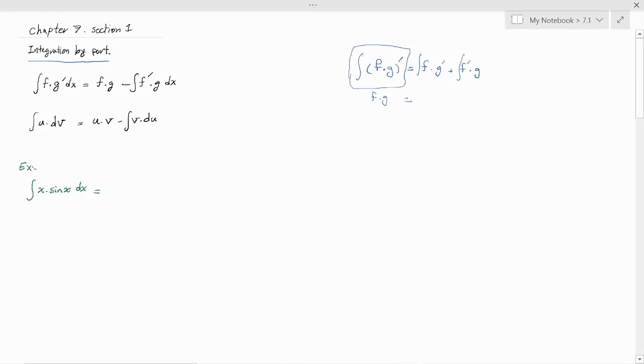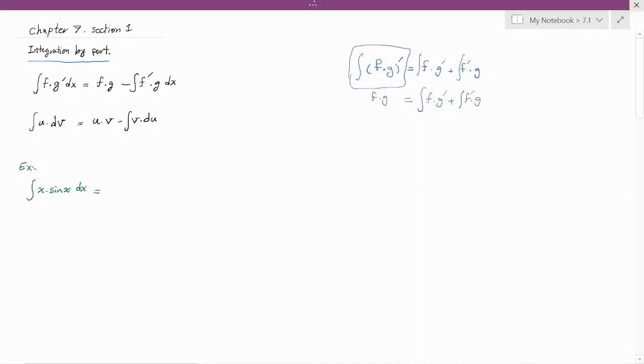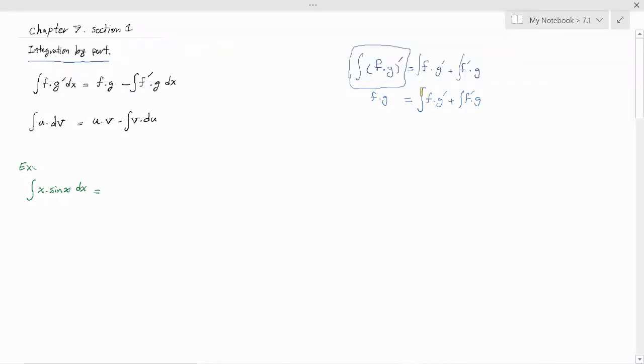And on the other side, what we have is the integral of f times g prime plus the integral of f prime times g. So sometimes what you're given is one of these two integrals. For example, you're given the integral of f times g prime, and what you can find is that the integral of f times g prime would be f times g minus the other integral, which is f prime times g.